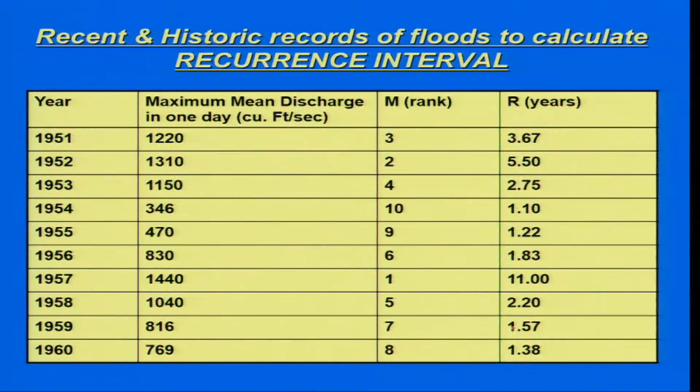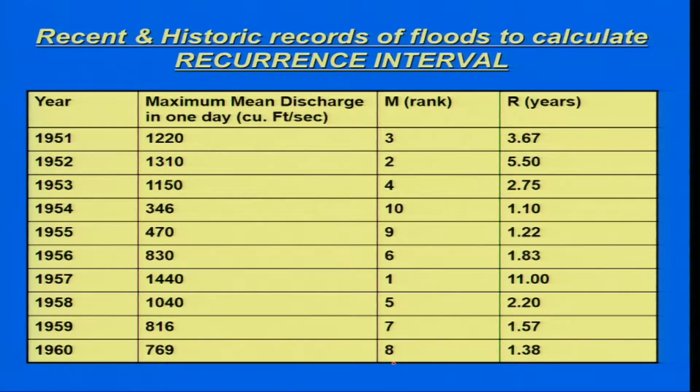Now, this is one of the methods which has been followed to determine the recurrence interval of floods. For example, what has been given here is the years, then the maximum mean discharge, and based on that you have ranked those events and calculated the recurrence. For example, the maximum discharge in this list is 1440, which we can rank 1, and then 2, 3 and so on.